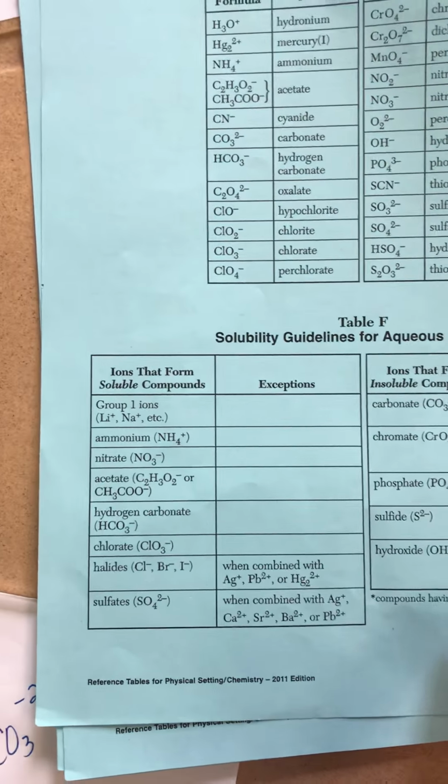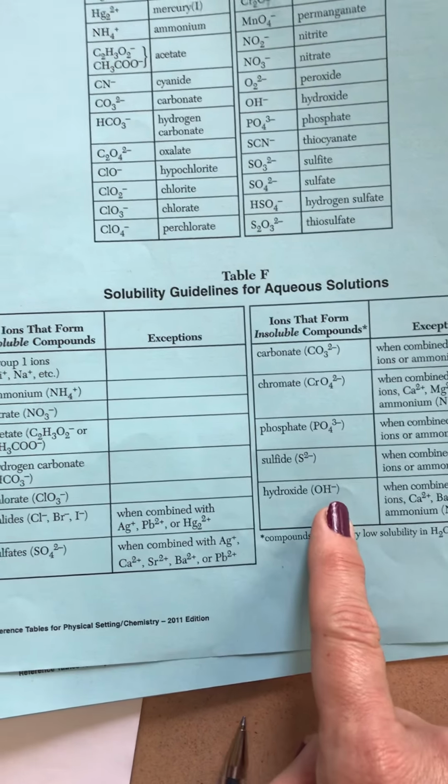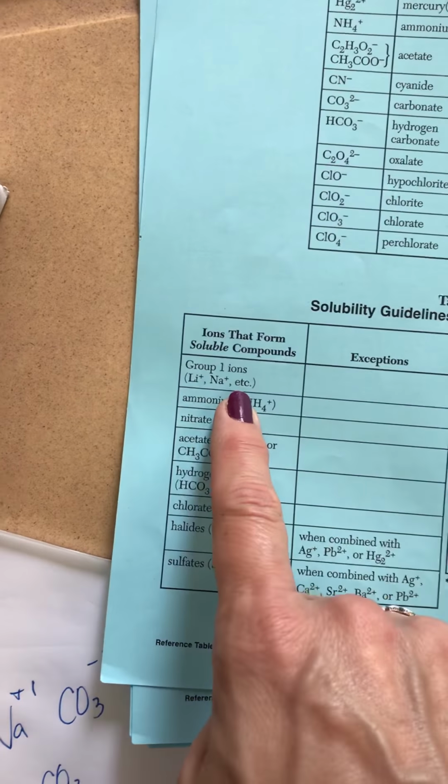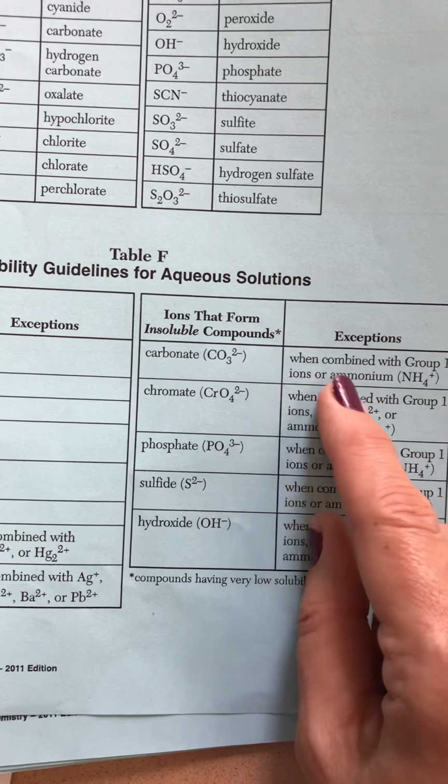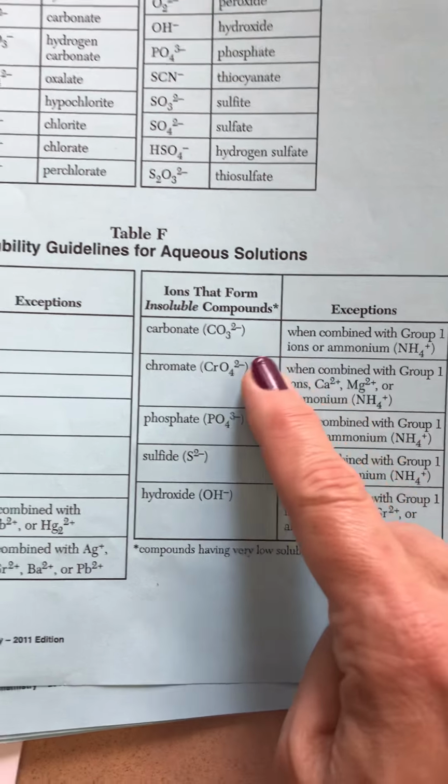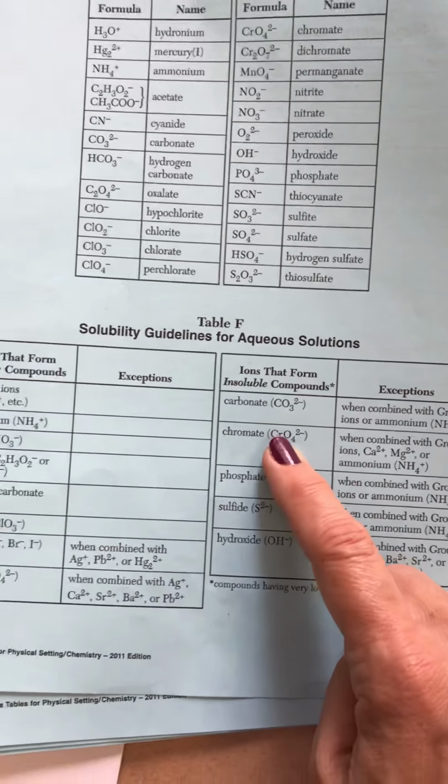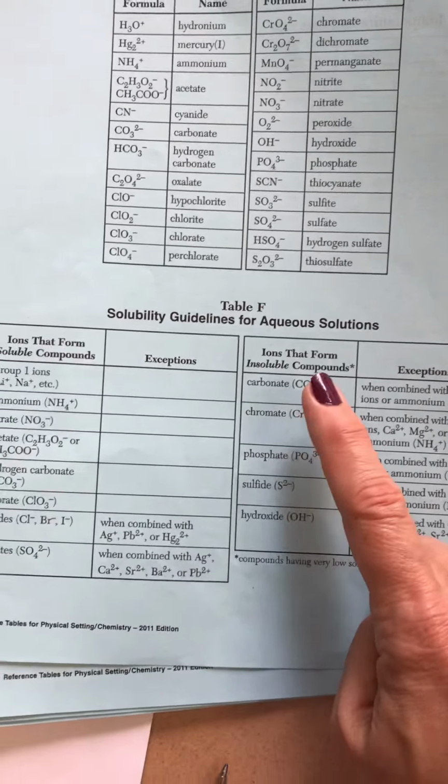Down here, table F, this tells me if something is soluble or not, and if it's insoluble, it's going to form a precipitate. So if I put Na with anything, so this Na2CO3, that is soluble. But if I put something else with carbonate, you'll see carbonate over here. Carbonate is insoluble. So like if I put it with calcium, that's a group 2, so it's not on the exceptions list. Calcium carbonate would be insoluble, and that would form a precipitate.